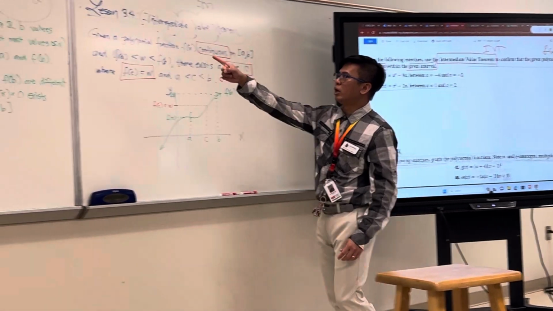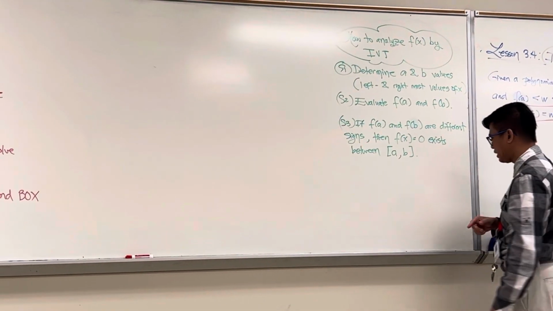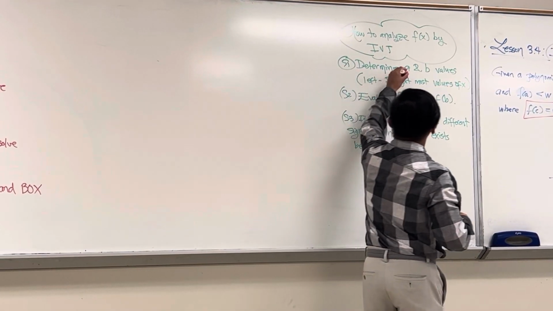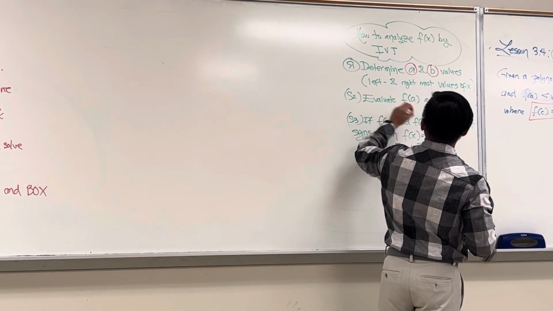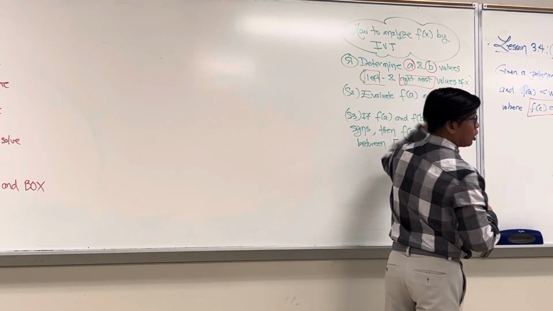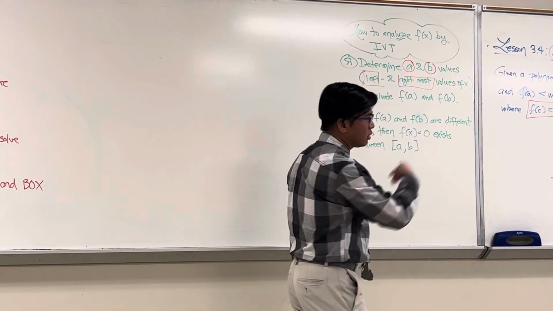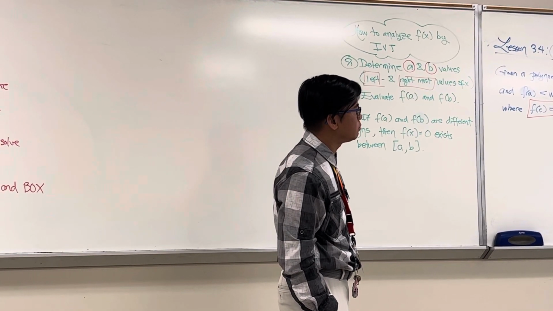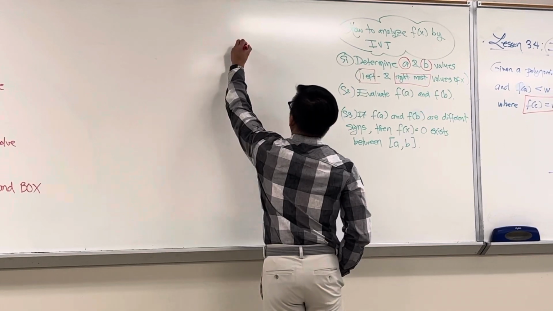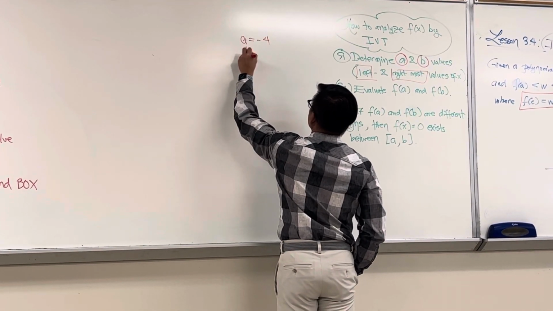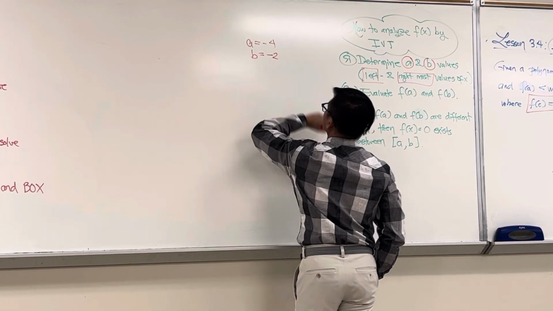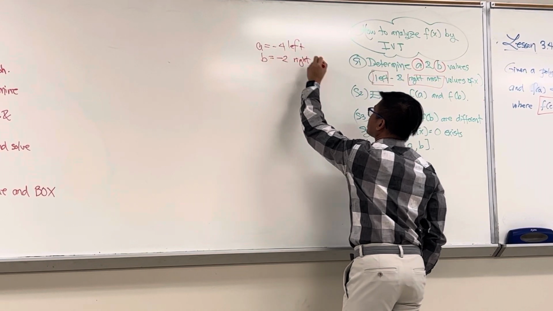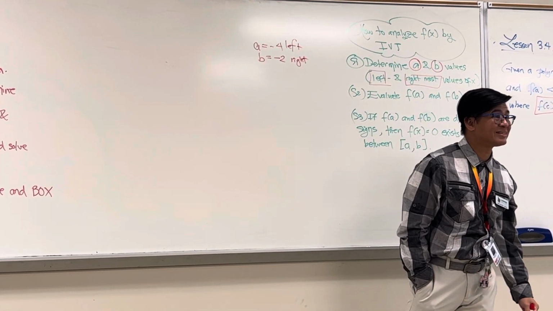Now, let's read how to analyze the function by intermediate value theorem. Let's read the first step. Angelina. Determine A and B values. The A and the B values are the leftmost and the rightmost values of x. With that being given, what x value is the leftmost value? Which is A and which one is B? A is negative 4 and B is negative 2. So this is the leftmost and this is the rightmost value. Are we good, guys?